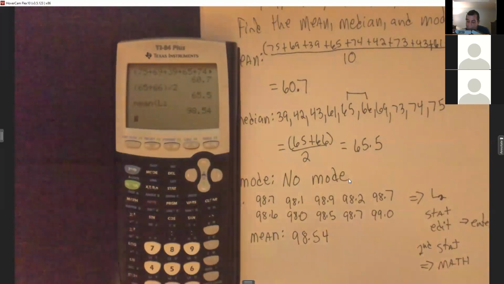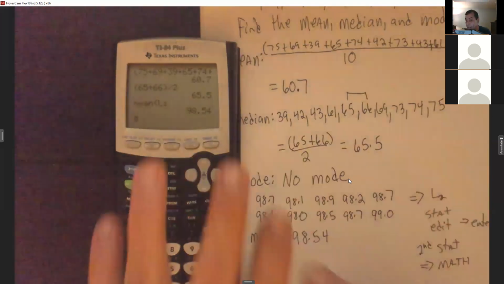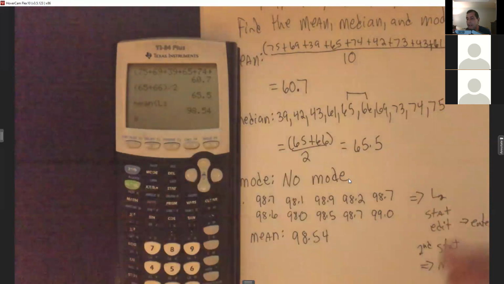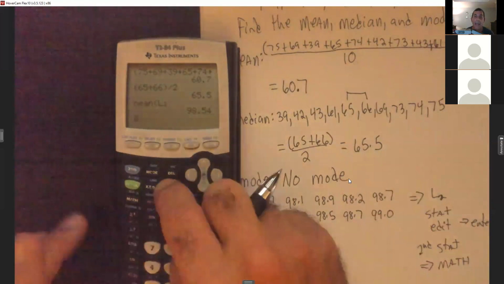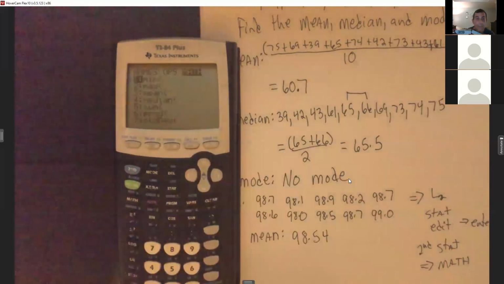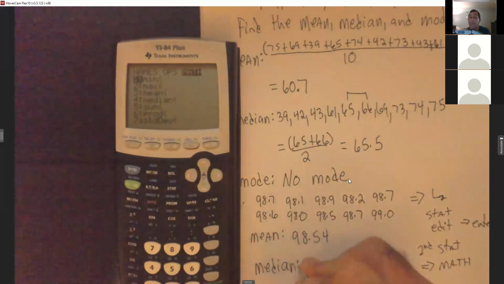You put all your data into the calculator in L1 or L2, whatever list you want to put it in. Quit that screen, and then you go back and hit second stat, and you go over to do your math. Because guess what's next? I'm going to find the median. The median is my middle number, right?